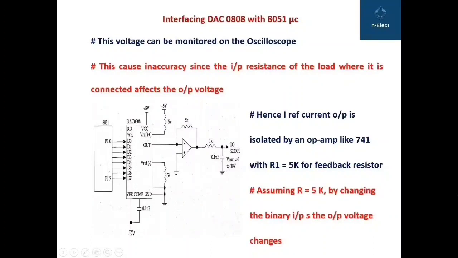So I hope the idea about interfacing of digital to analog converter IC 0808 with 8051 microcontroller, the connections they have, and the important pins playing a role in this interfacing is clear to you.